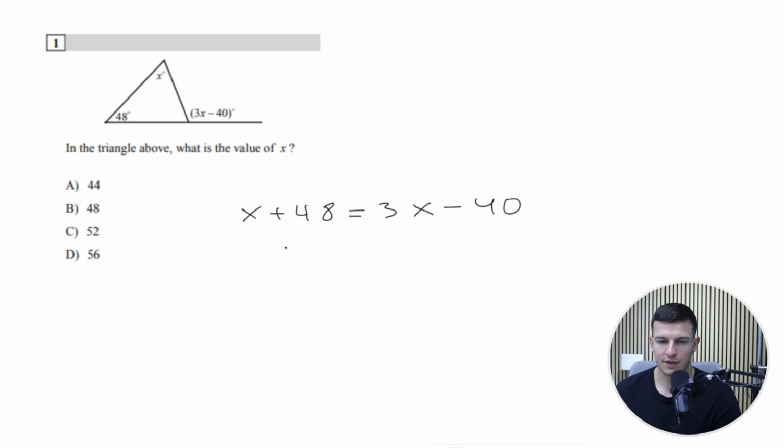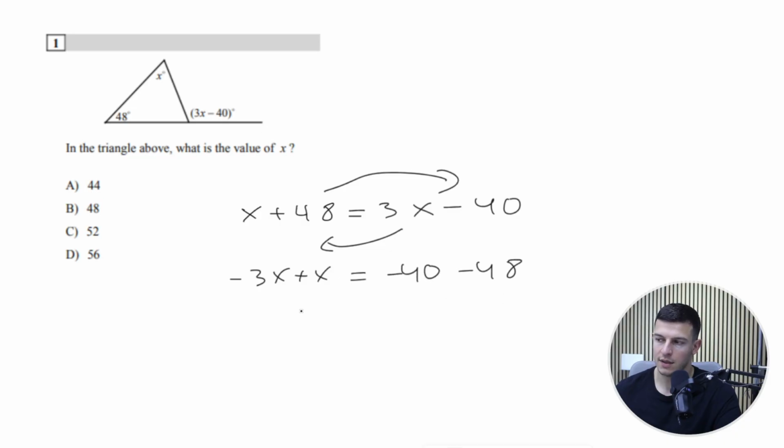So we can move the x's to one side and numbers to the other side. So I'll move the 3x here and the number to this side. So I'll have negative 3x plus x is going to be equal to negative 40 minus 48. And this is going to be negative 2x equal to negative 88. And divide both sides by negative 2, x is going to be 44.